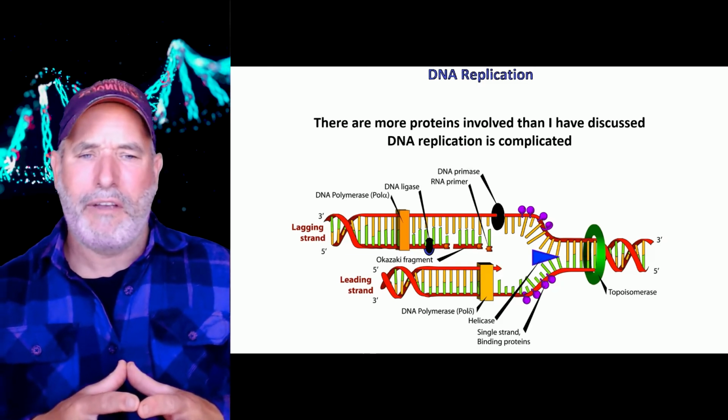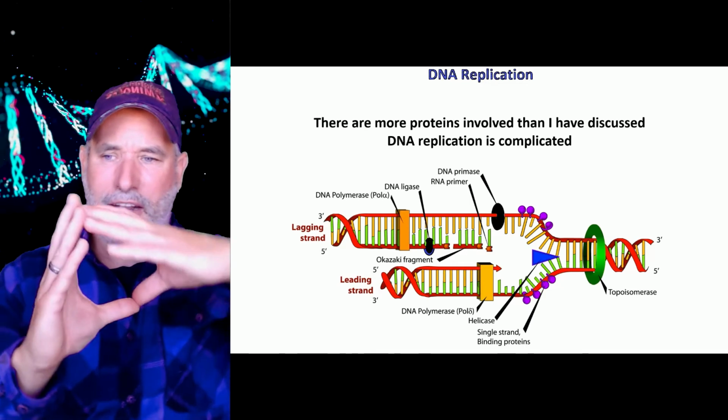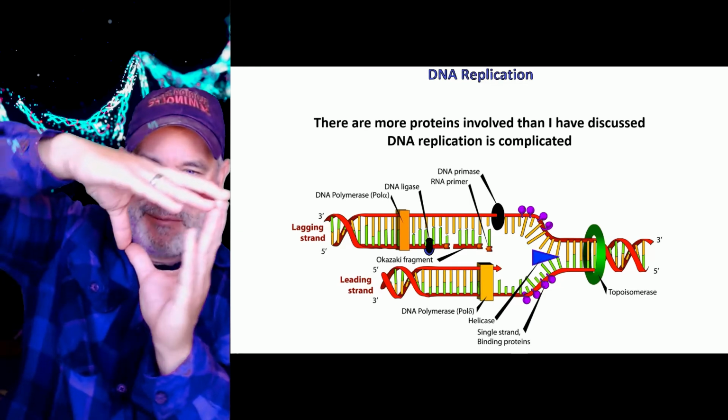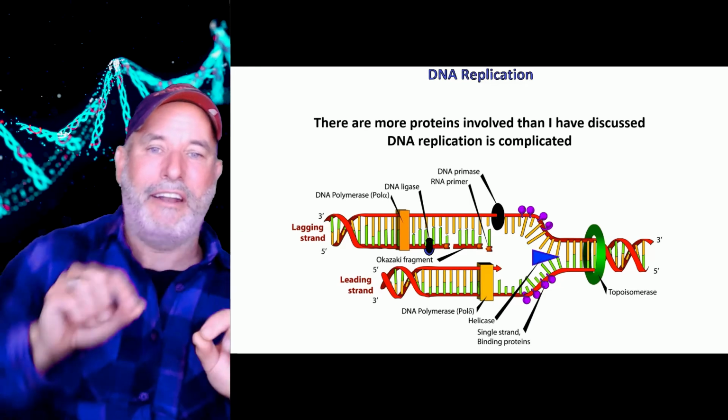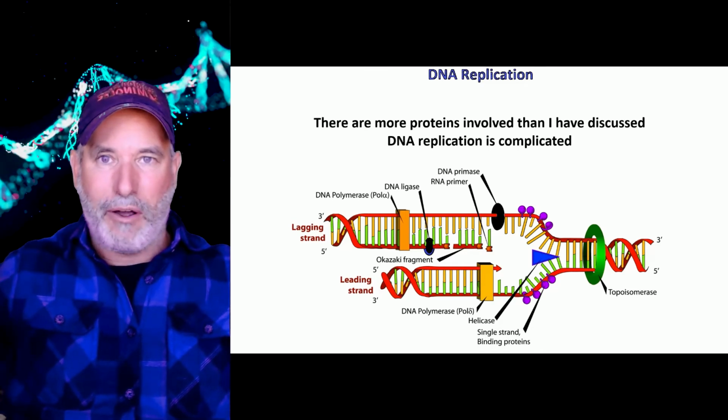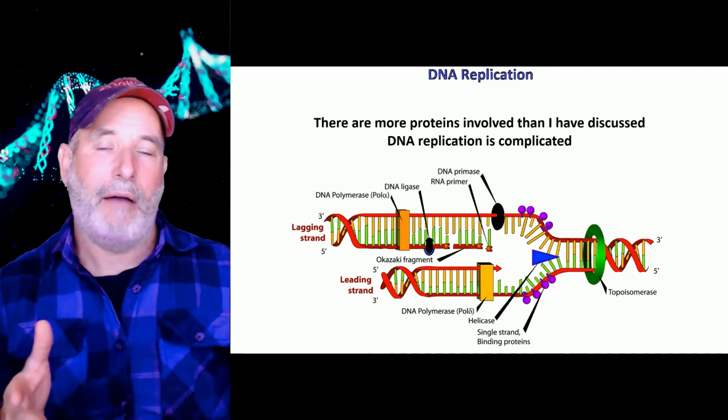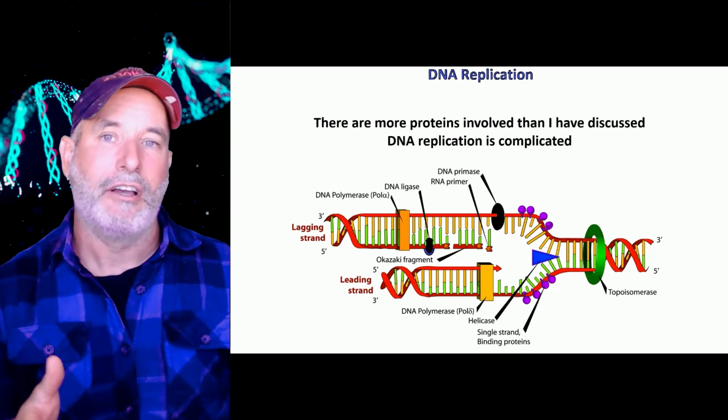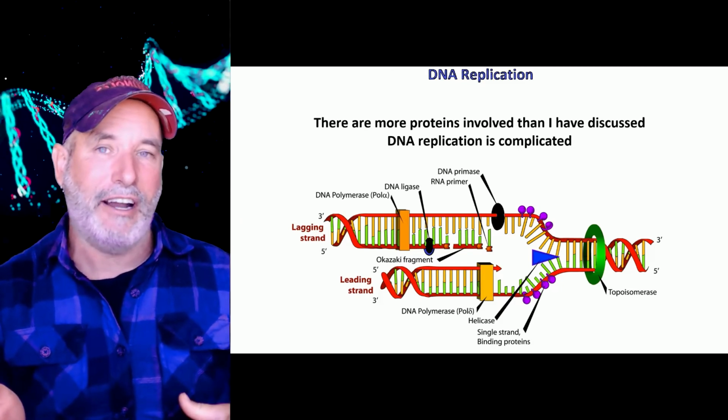Oh, wait. We got these replication forks. We open up our DNA like this, right? We open up our DNA, and the replication goes this way and that way. But the problem now is I've got both my strands serving as parent strands. So now you've got a leading and a lagging strand.